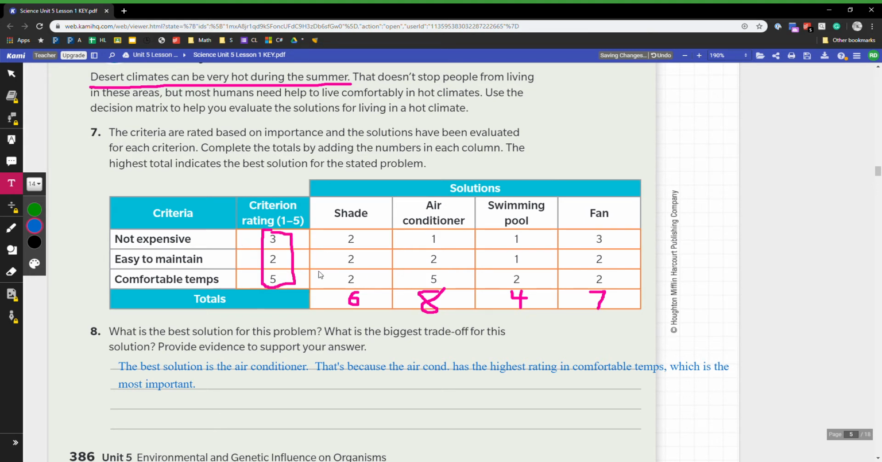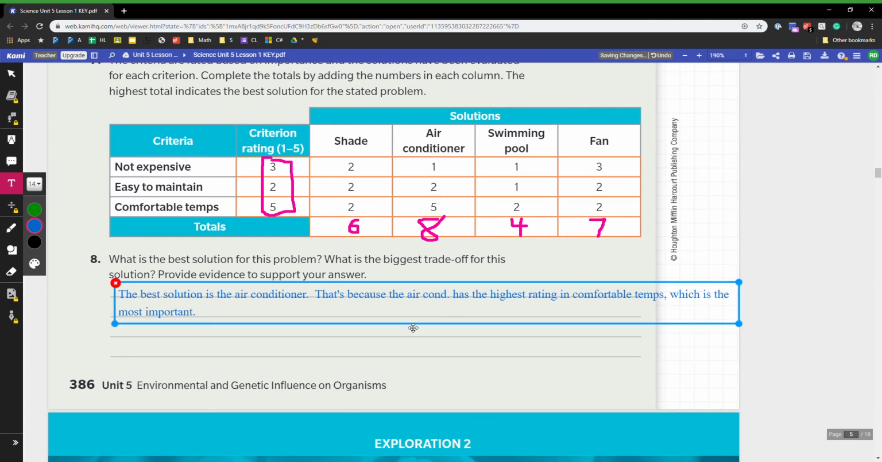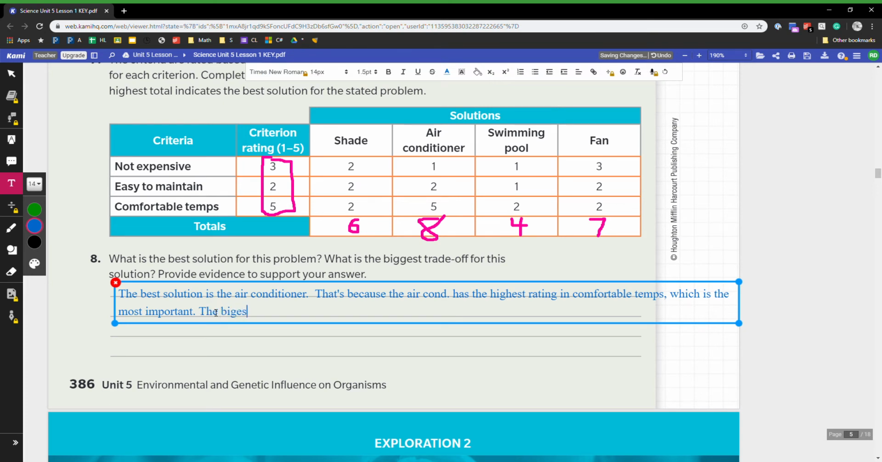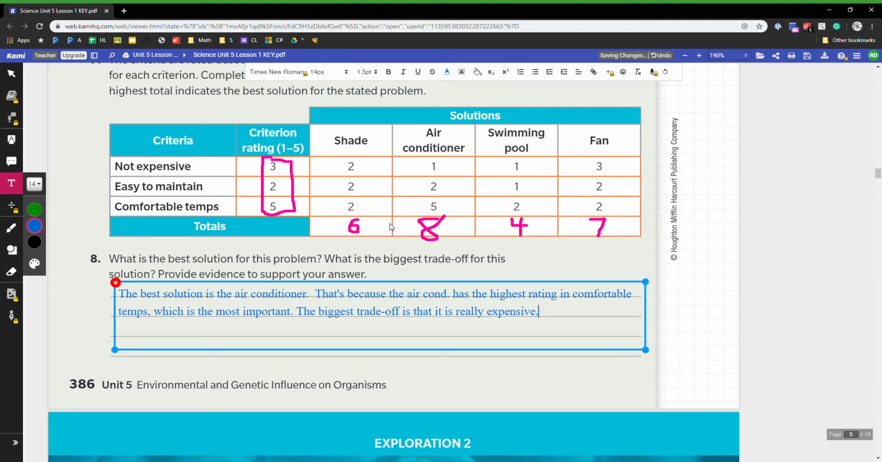So that's the first thing you'd want to look at. And the second thing you'd want to look at is what's the next most important thing, that it's not expensive. Now, the air conditioner does rate really low on that, but so does pretty much everything else, right? Like the swimming pool is about the same rating. The shade is just barely less expensive. The fan is really less expensive, but it's also not hardly comfortable at all. So the biggest trade-off is that it is really expensive. So that's the biggest trade-off, because yeah, it is going to be really comfortable, which is really what you want ultimately, but it's pretty expensive.